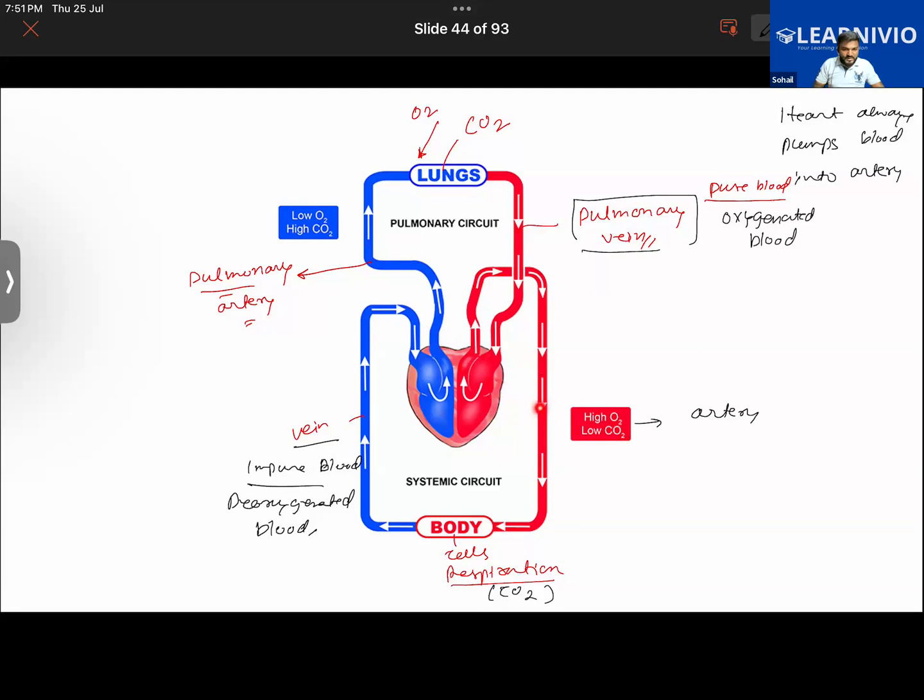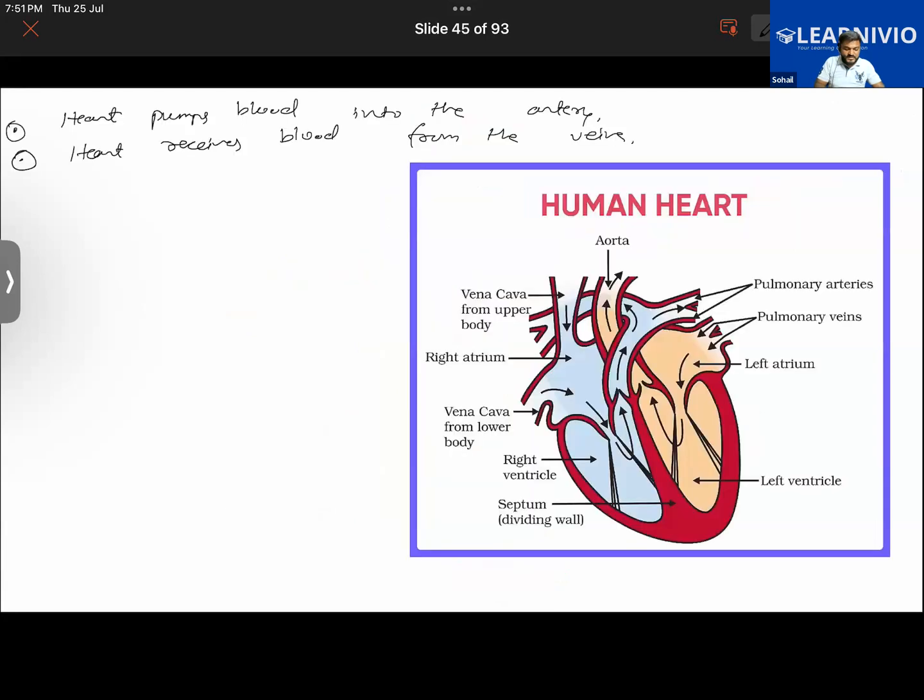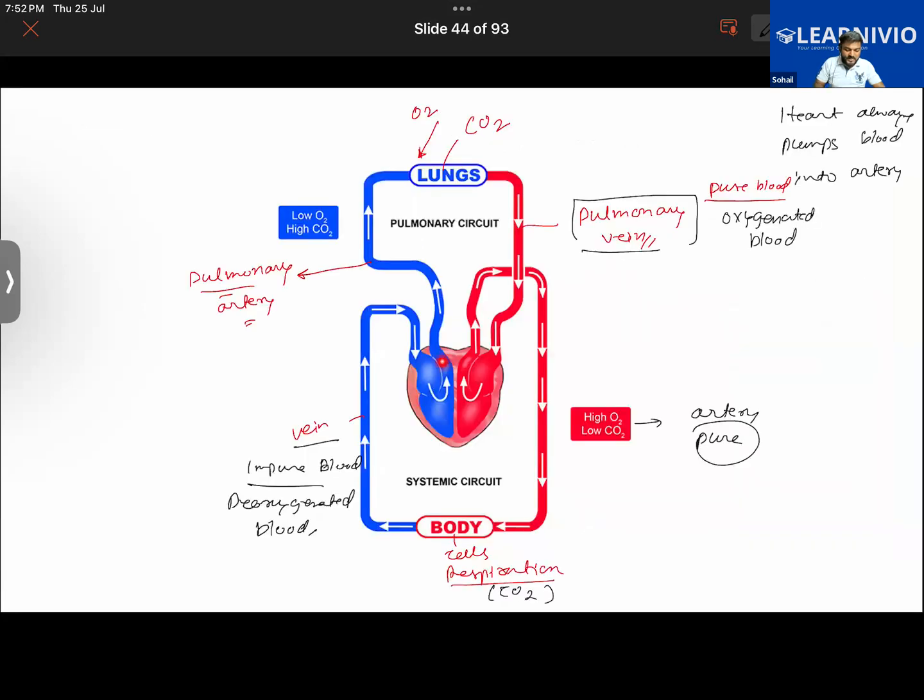This one is also an artery, right? And this one is also an artery. But both of them are different because one of them carries pure blood while the other one carries deoxygenated or impure blood, right? But the reason why this one is also called an artery, the pulmonary artery, is because the heart pumps blood into the artery. So the heart is pumping blood into this, and logically we are calling this the pulmonary artery.